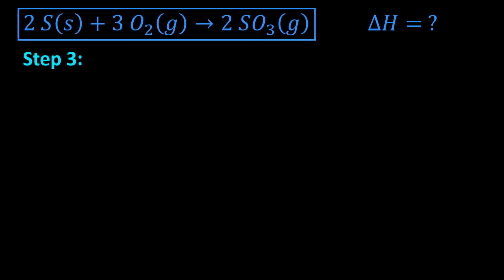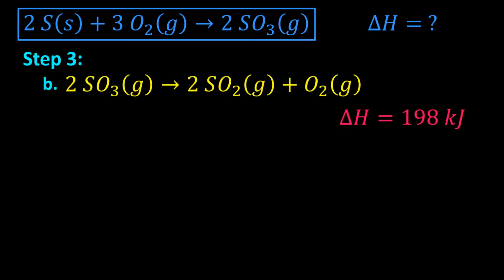So now what we're going to do in step 3 is we're going to look and see if we can use equation B. So here's equation B. Equation B had SO3 as one of the products instead of one of the reactants. But what we can do is we can look at this and see that it also has O2 on the other side. So what we can do is we can reverse this equation. We can change the reactants and the products.